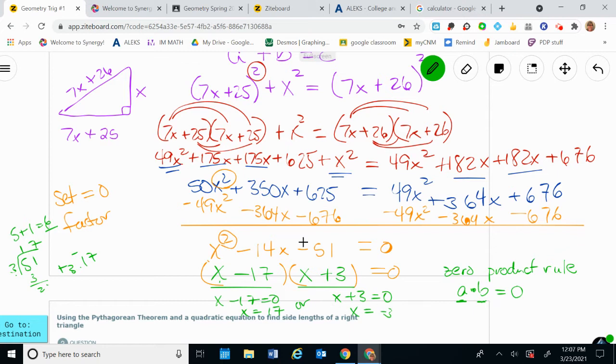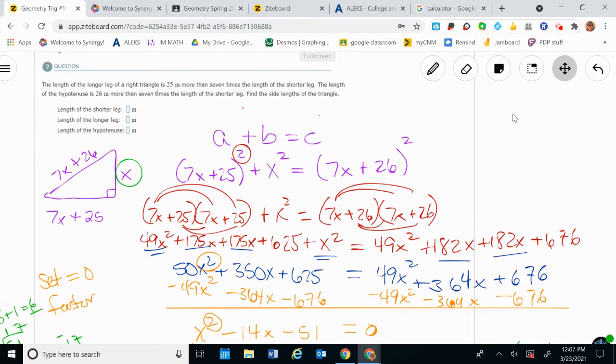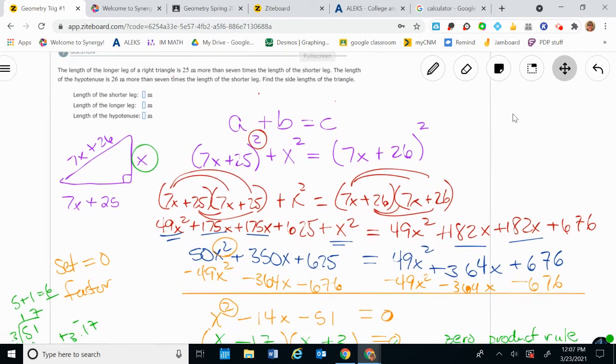Well, here's the thing. X is a distance. Distances cannot be negative. Therefore, this answer is dumb. And that is the correct answer. 17 is the correct answer. Now, did they ask us for x or did they ask us for what they want? Nope, they want the length.